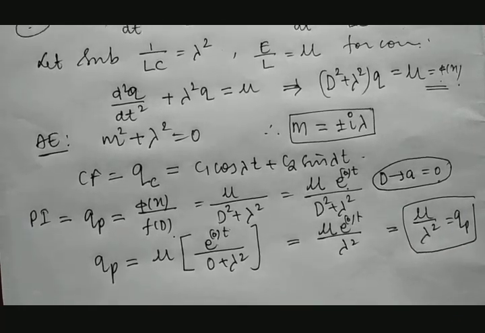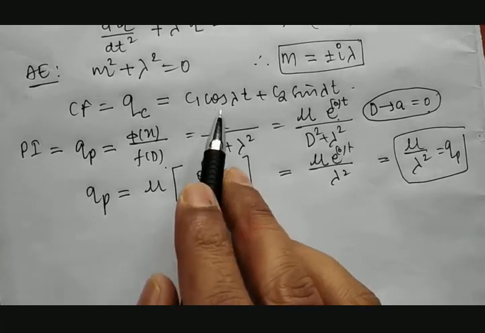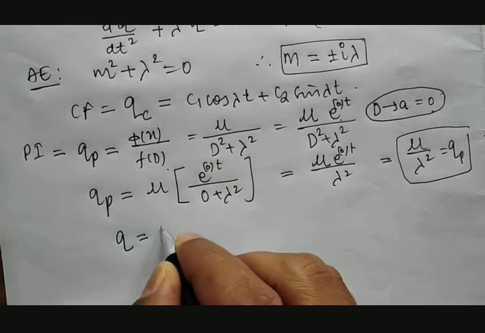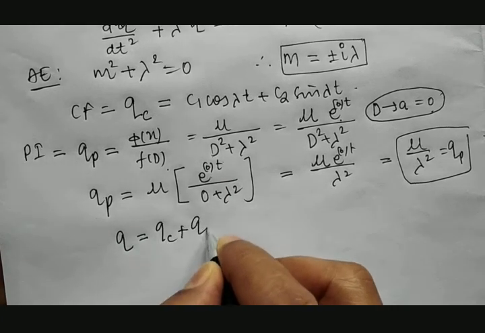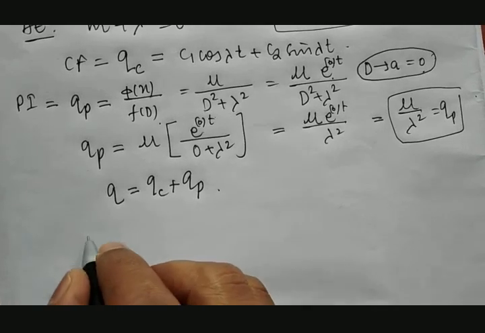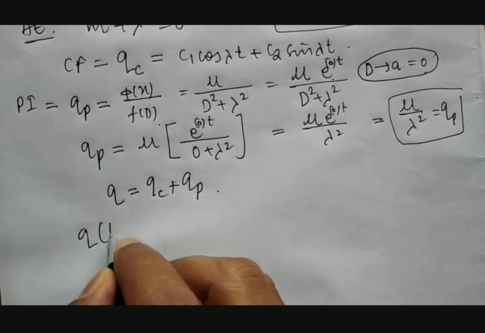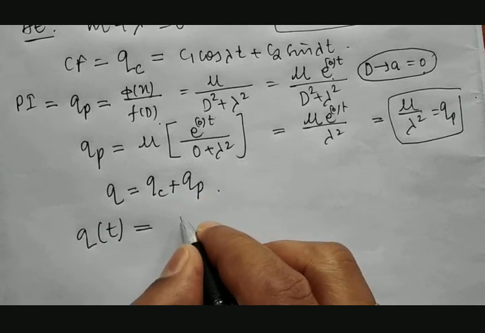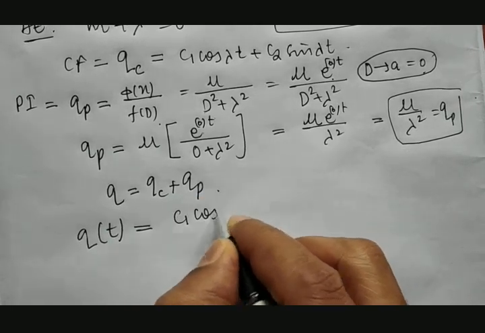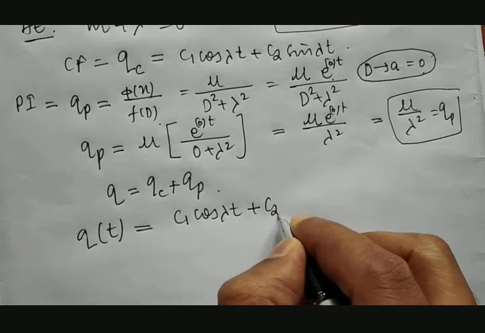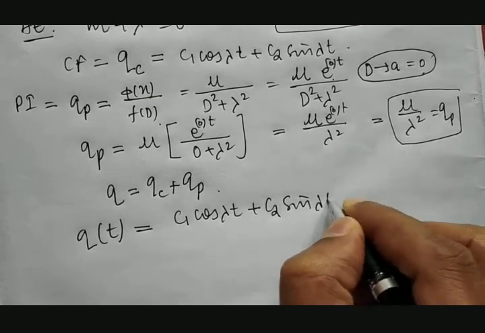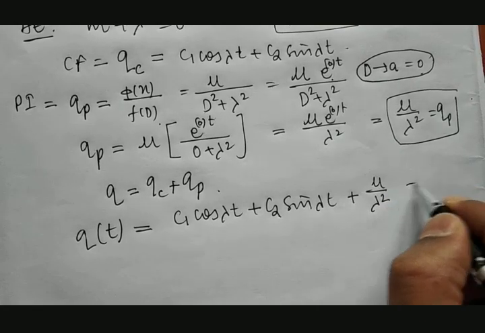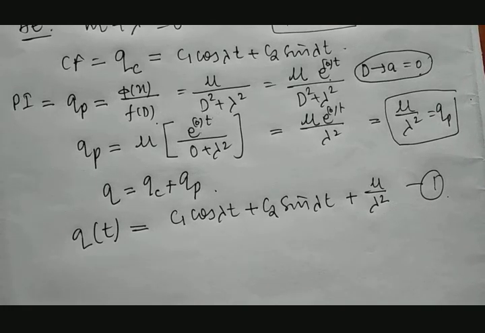Okay. Therefore, we got the complementary function as well as the particular integral. Therefore, Q will be equal to QC plus QP. Therefore, Q with the variable t is equal to QC. What is QC? QC is C1 cos lambda t plus C2 sin lambda t plus mu divided by lambda square. I call it equation number 1.